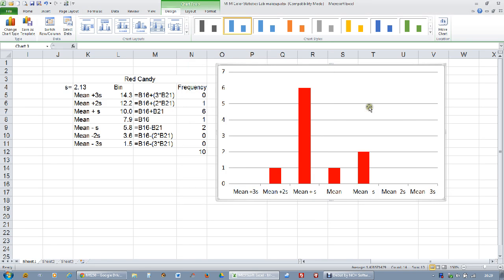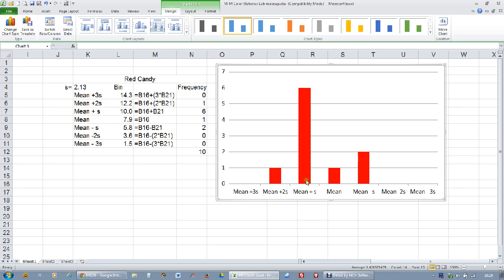So if we're looking at this, which bin had the most occurrences? The mean plus 1 standard deviation. We had 6 of them. And you can see we had other occurrences, which gives us variability, which makes sense.